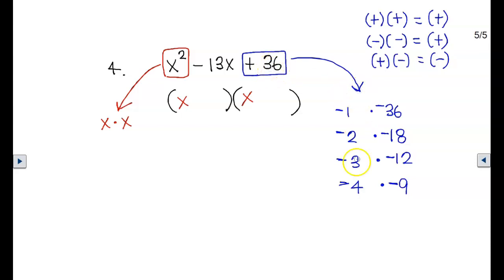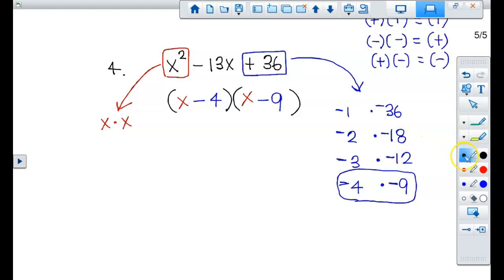Now again here, looking at these choices, which one seems most likely to get you negative 13 as your middle term? Well, for me, that looks like that would have to be the negative 4 and the negative 9. So that's the guess I'm going to make. I'm going to guess that out of these 4 combinations, I need to use a negative 4 and a negative 9 to get what I want. So there's my guess. This is my multiplication guess. So now I check it.